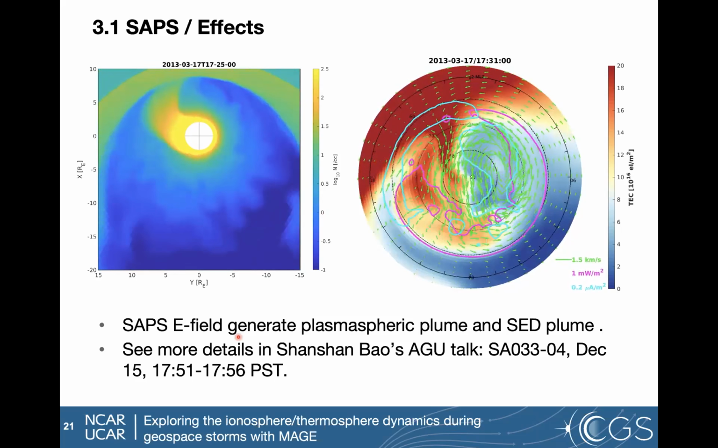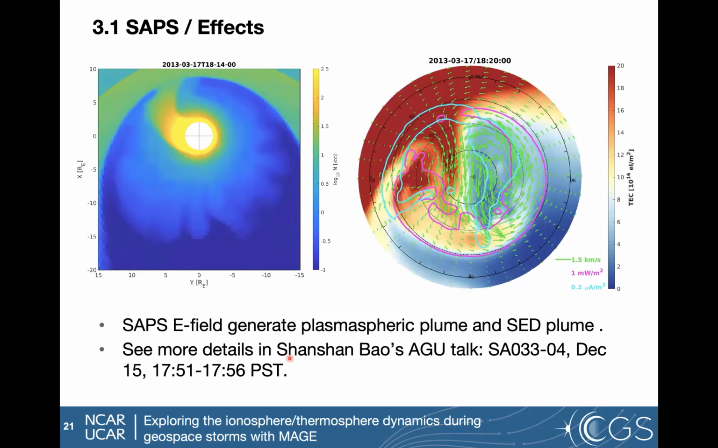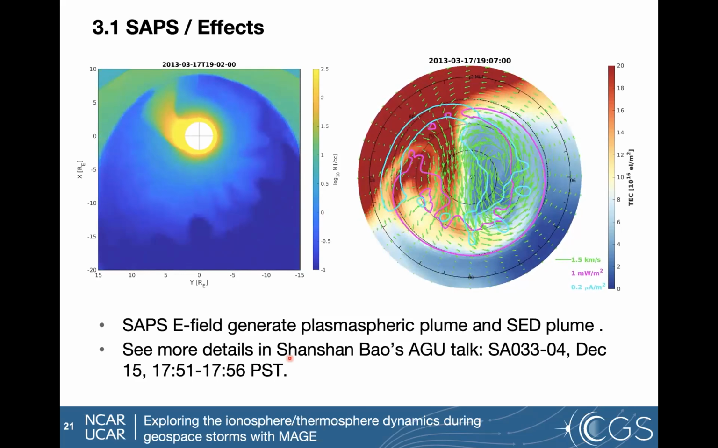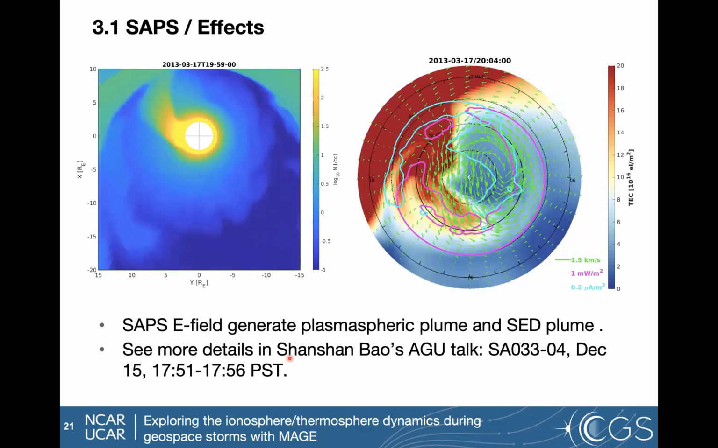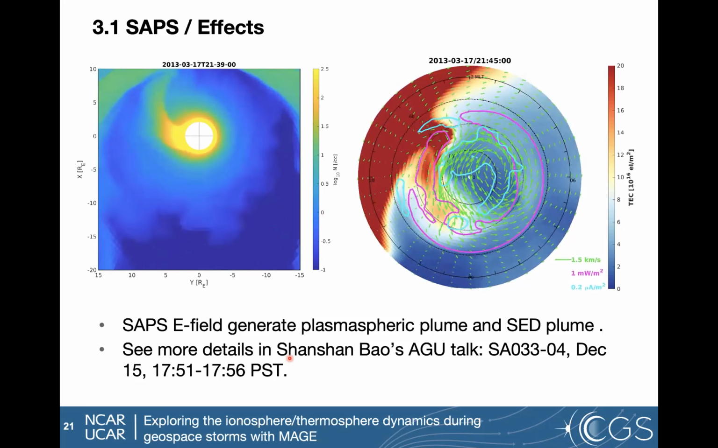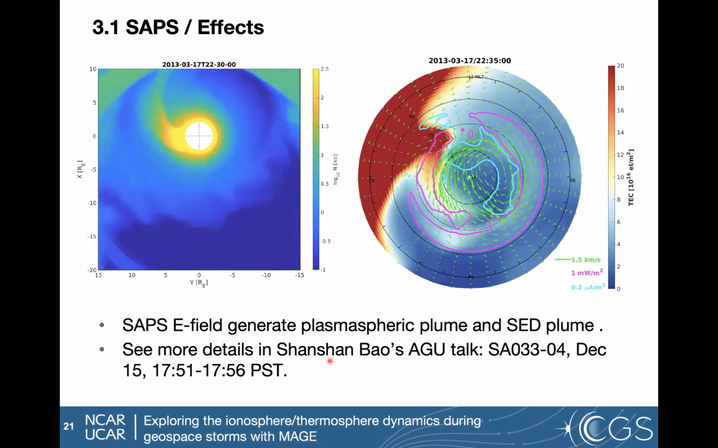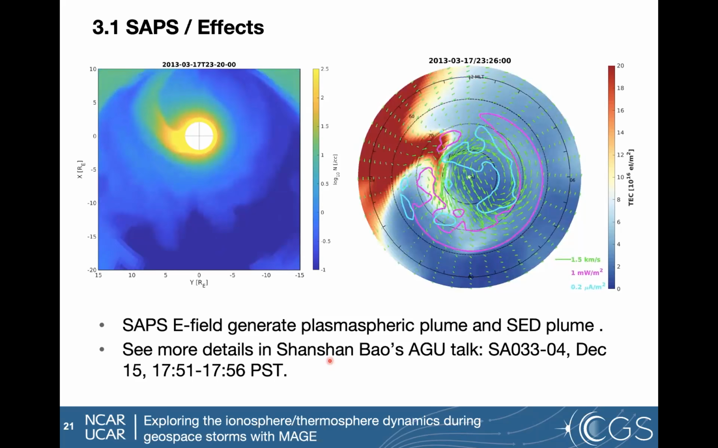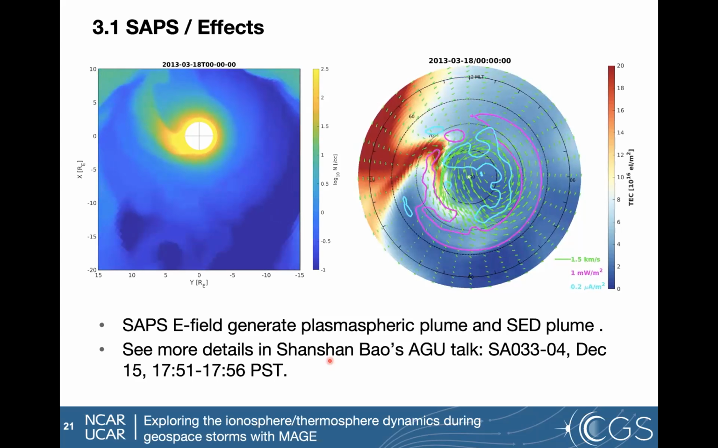Our CGS teammate Shanshan Bao has been working on the relation between the plasmaspheric plume and the SED plume, and she is giving an AGU talk on December the 15th. So you're welcome to check out more details in her talk.